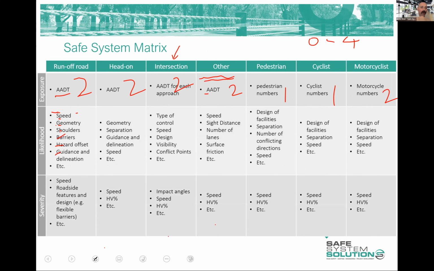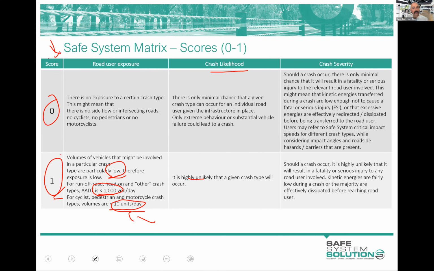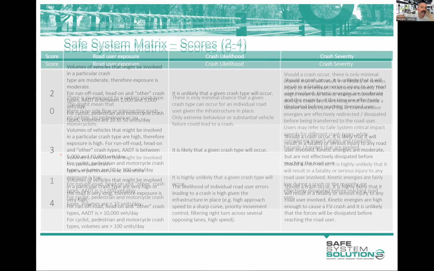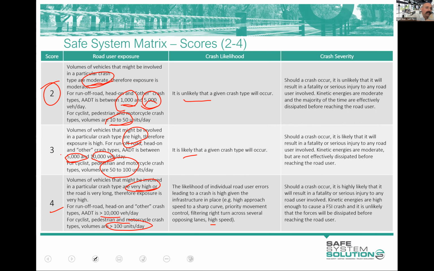So what you do is you dot point a whole lot of things in here. Dot, dot, dot, dot, dot. Here are the factors. Here's what I'm thinking about. Here's what I'm noticing. And then you make your judgment call. You sort of justify it with all your dot points of where you're going to go. So, you might decide, okay, it's unlikely that a given crash type will occur.